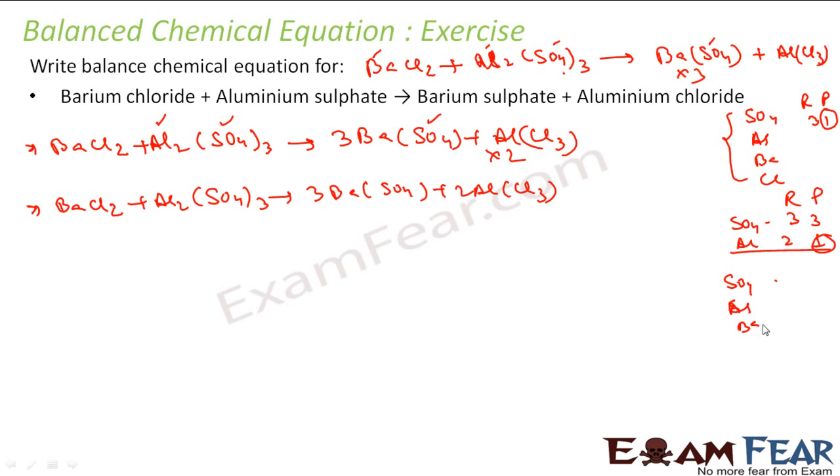So we have sulfate, we have aluminium, we have barium. So sulfate we have how many? 3 here and 3 here, balanced. Aluminium we have 2 here, 2 here, balanced. Barium we have 1 here and 3 here. It's not balanced, right? So we have 3 here and we have only 1 here. It's not balanced. So what we'll do, we'll multiply this guy with 3.